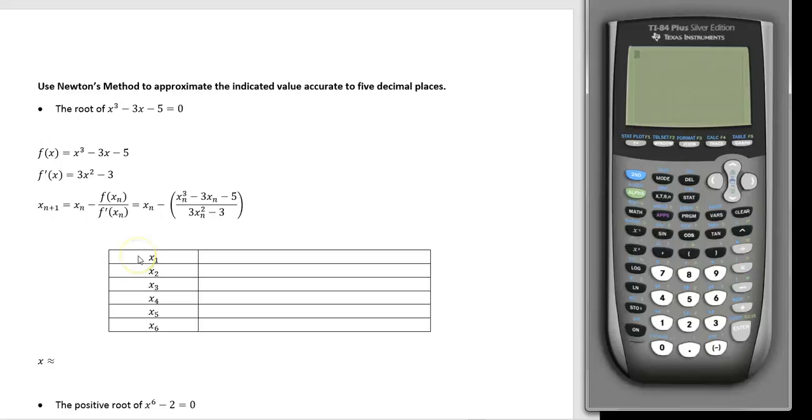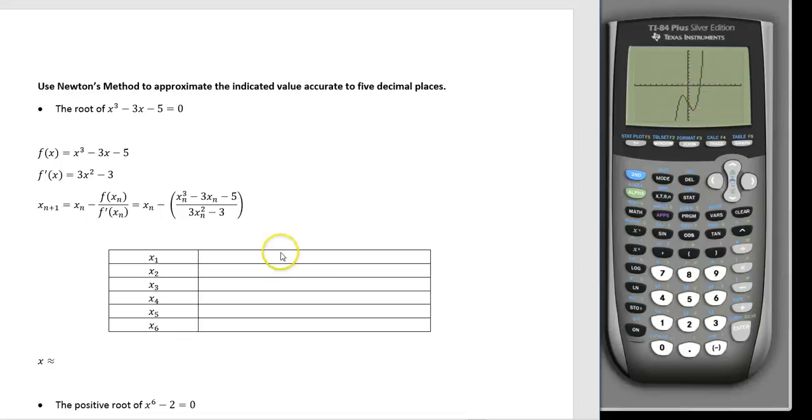So the first thing is, what should we use for x1? If I come over here to my calculator, I've entered in the function x cubed minus 3x minus 5, and I see its graph. And it looks like its root is somewhere between 2 and 3 and closer to 2. So what I'm going to do is use 2 as my first guess. And then I'm going to go through and determine what is x2, x3, x4, x5, and I'll stop when I have 2 iterations in a row that agree to these 5 decimal places of accuracy.